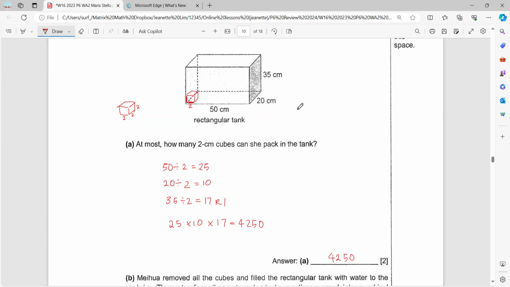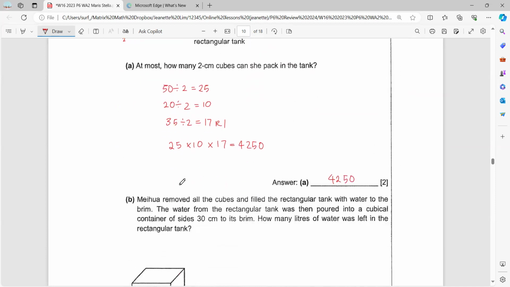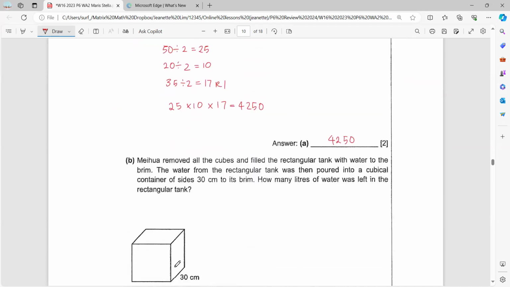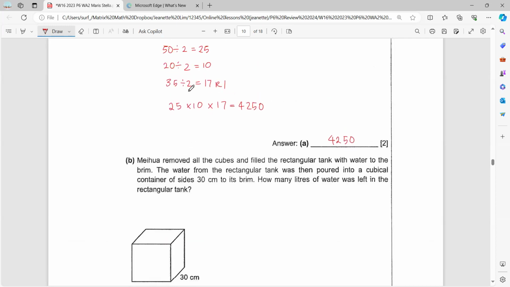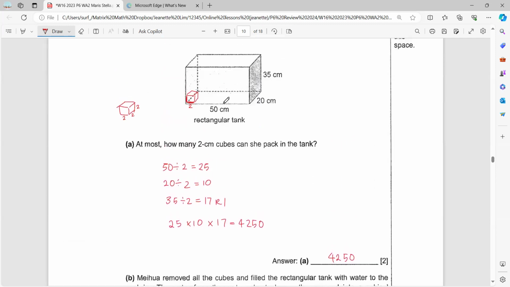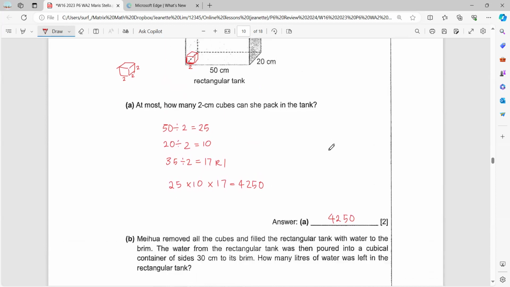Now part B. Mei Hua removed all the cubes and filled the rectangular tank with water to the brim. The water from the rectangular tank was then poured into a cubical tank here of sides 30 cm to its brim. How many liters of water was left in the rectangular tank? Okay, so not related to the cubes that she packed. She removed all of them already and she filled this tank totally, filled it up with water to the brim.